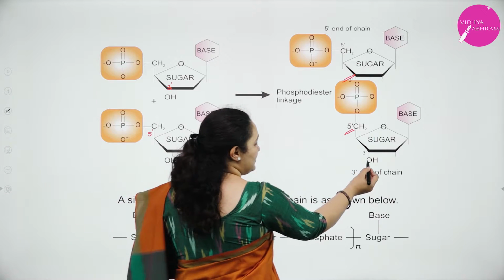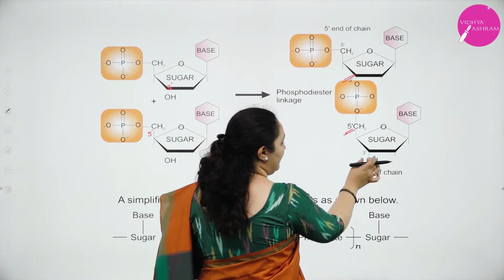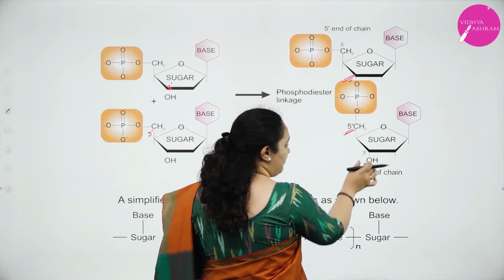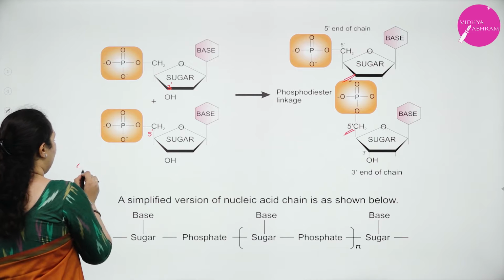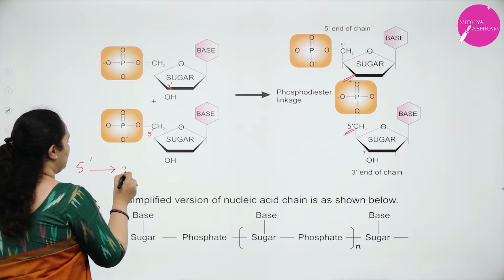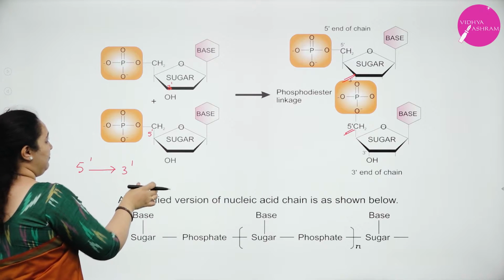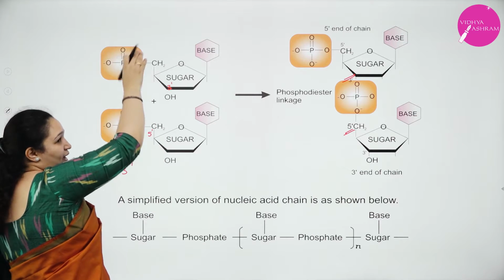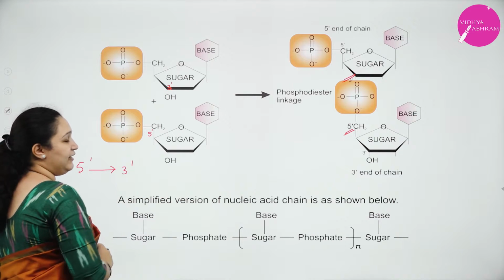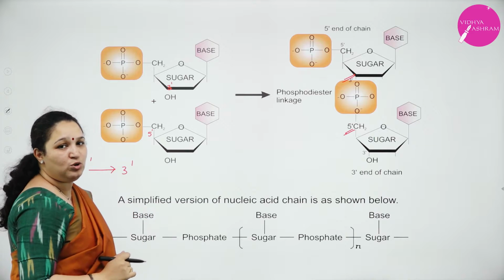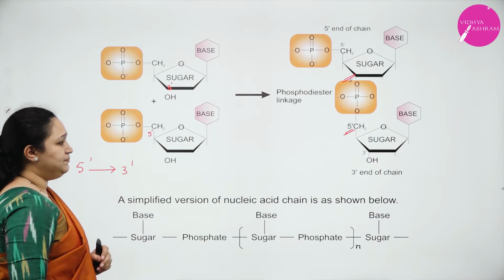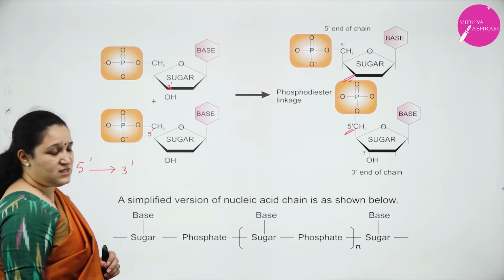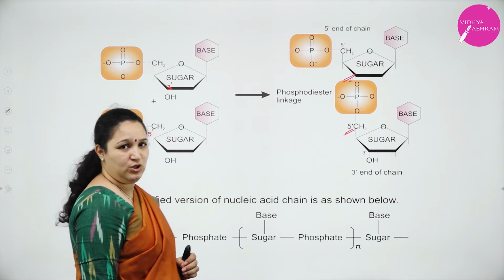So here again you can see one more nucleotide gets added from the 5 prime to the 3 prime position. So that's why in DNA we write 5 prime to 3 prime. From 5 prime to 3 prime it is going this way, and if it is coming on the other side we call it 3 prime to 5 prime. Okay, so that is about the phosphodiester linkage between the nucleotides.